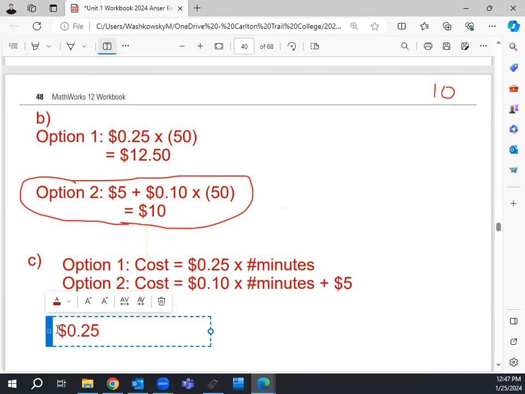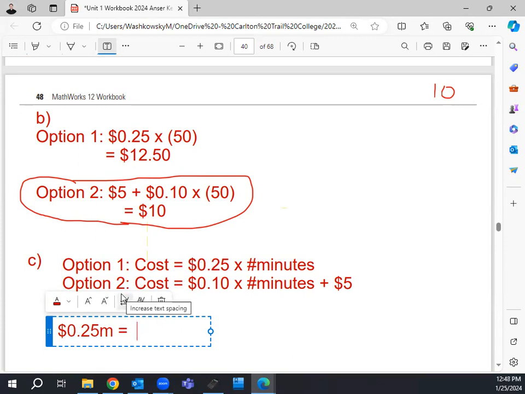Now instead of writing number of minutes, that gets exhausting, right? I'm going to use something we call a variable. It's a letter. I'm going to say M. Usually you see X. You could use X if you want, but I'm saying M for the number of minutes. So that's what option 1 is. And I'm saying, hey, I want to know how many minutes it is when these two plans are equal to each other.